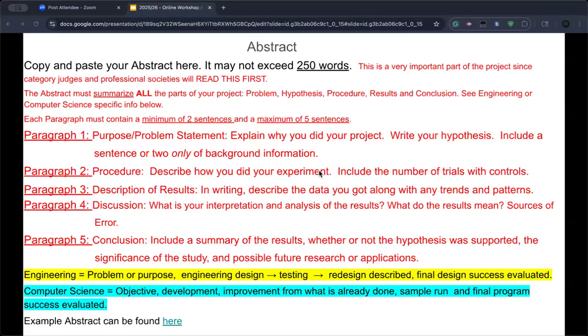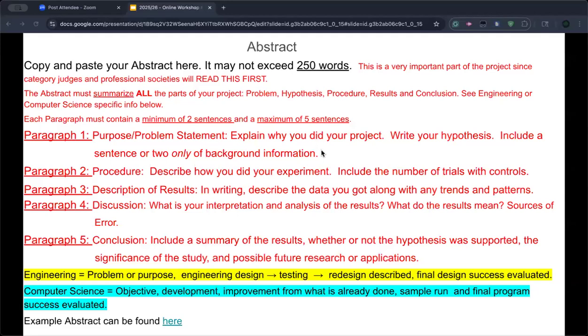Of course, if you're in engineering or computer science, it might be slightly different. For engineering, you might want to start off with your problem or purpose, your engineering design, the prototyping and testing phases, and the redesign and the final result and design success that's been evaluated. For computer science, you're going to start off with your objective, your development, your improvement from what's already current, sample run, and your final success evaluated.